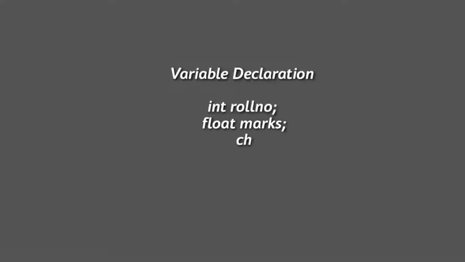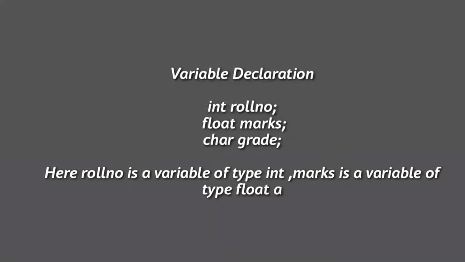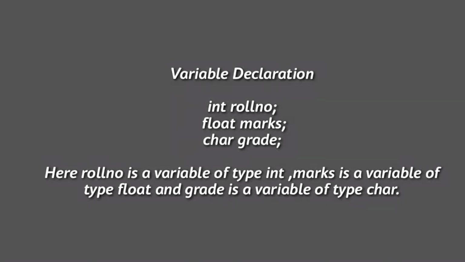Variable declaration: int rollno; float marks; char grade; Here rollno is a variable of type int, marks is a variable of type float, and grade is a variable of type char.